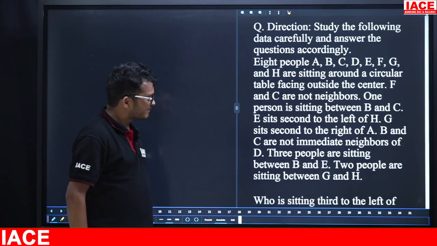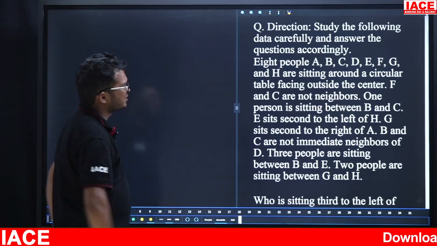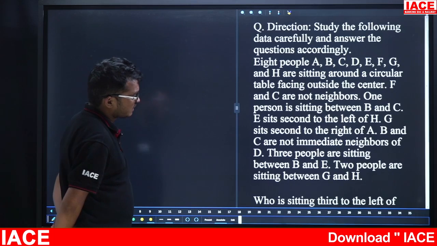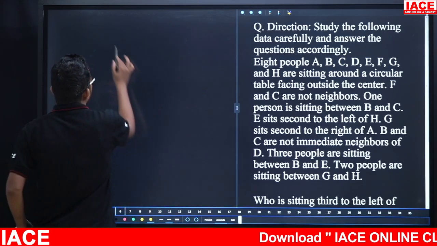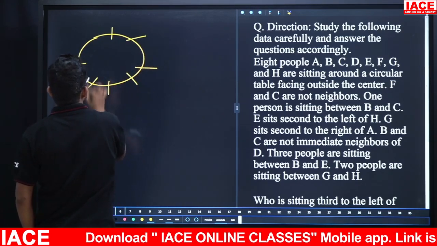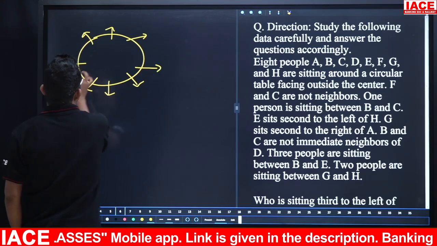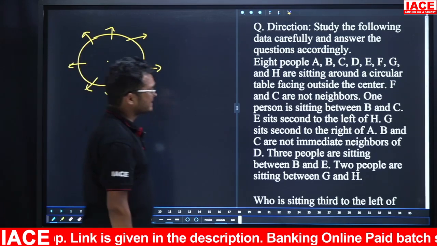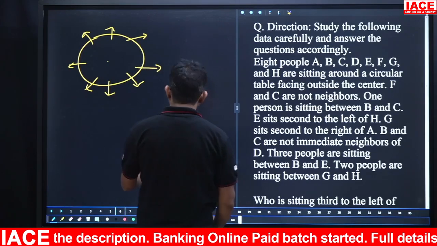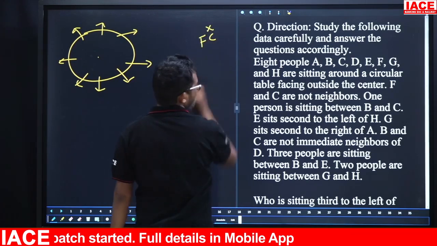Here again the question is from sitting arrangement. They have given 8 people A, B, C, D, E, F, G and H sitting around a circular table facing outside the center. So friends, here we have 8 members sitting around a circular table. All are facing away from the center. Now take the first point. F and C are not immediate neighbors. F and C, these two are not immediate neighbors.